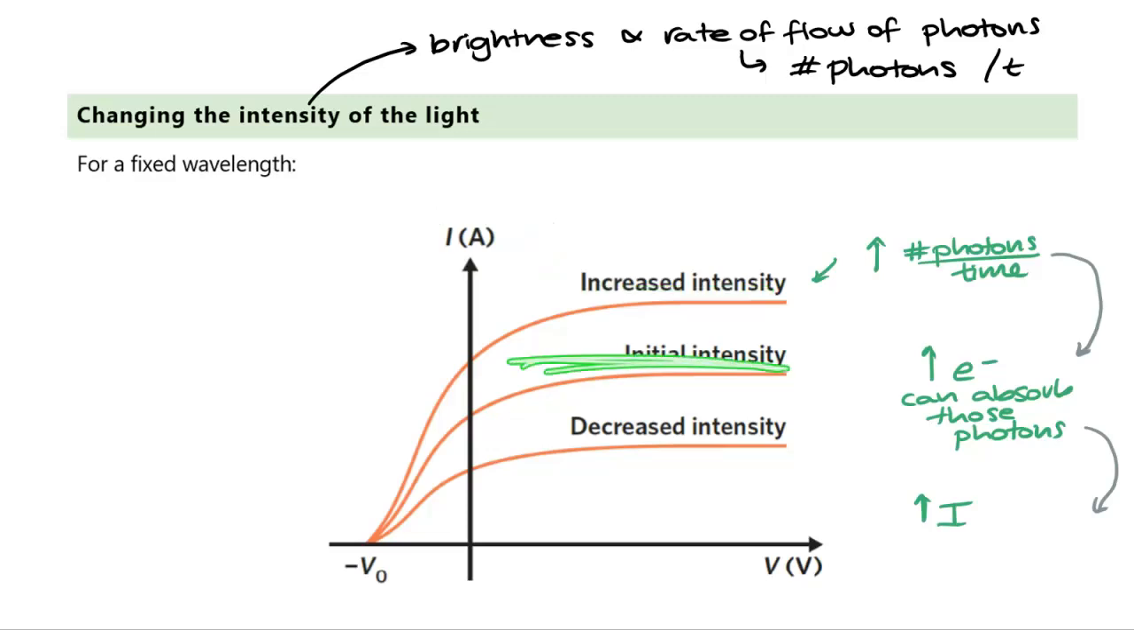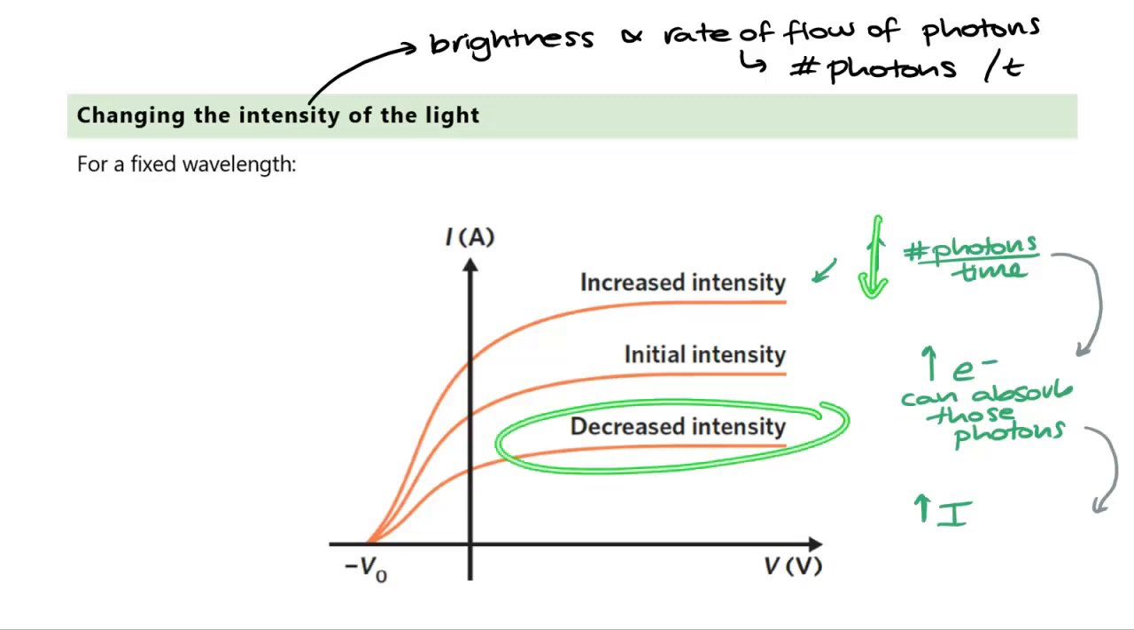If the initial intensity was somewhere in between and we were to decrease that intensity, the opposite thing would happen. We would have a lower number of photons per unit time if we're looking at this. We would have fewer electrons able to absorb those photons, and we would have a lower current measured.